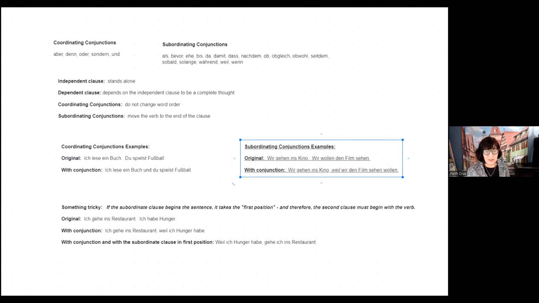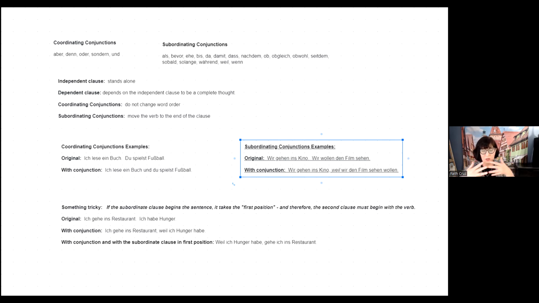So my original is wir gehen ins Kino and wir wollen den Film sehen. Both of those stand alone. They're both full sentences. They're both independent clauses. But if I combine them with weil, that means because, weil takes the main verb and throws it to the end of the clause. And so in my second sentence, we want to see the movie. Wollen is a helping verb. That's why what I'm doing, seeing, is at the very end. Wir wollen den Film sehen.